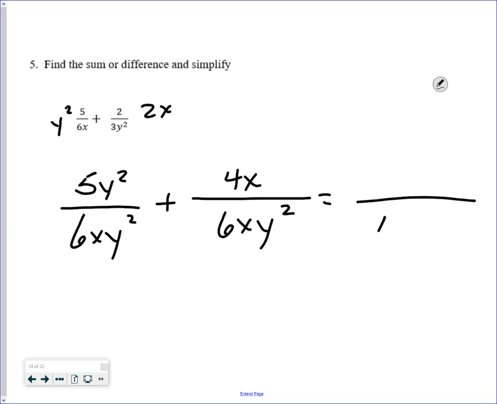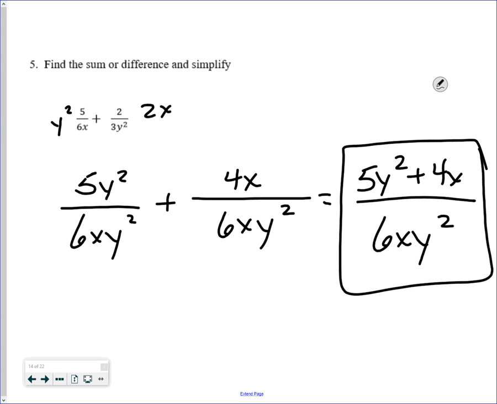And now for the finale. The denominator stays the same, and I merely add like terms in the numerator. Because there were no like terms, it merely stayed as 5y squared plus 4x.